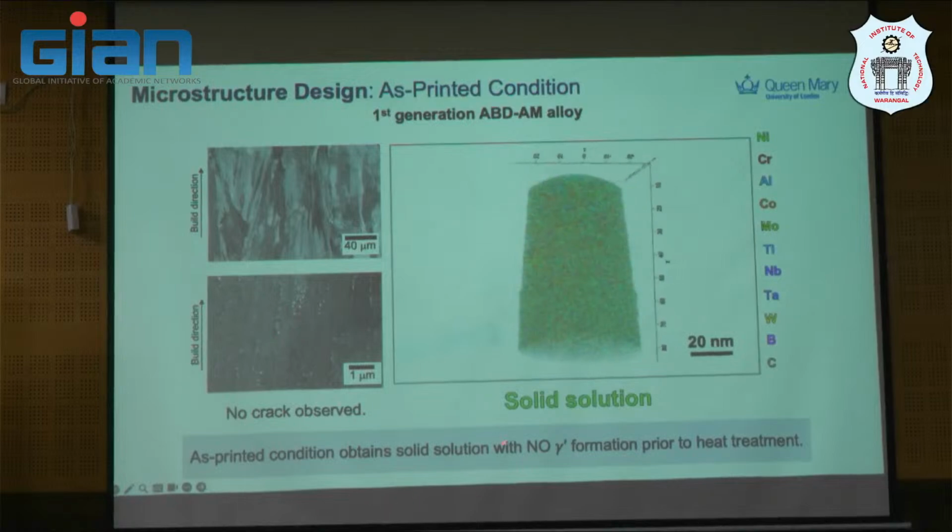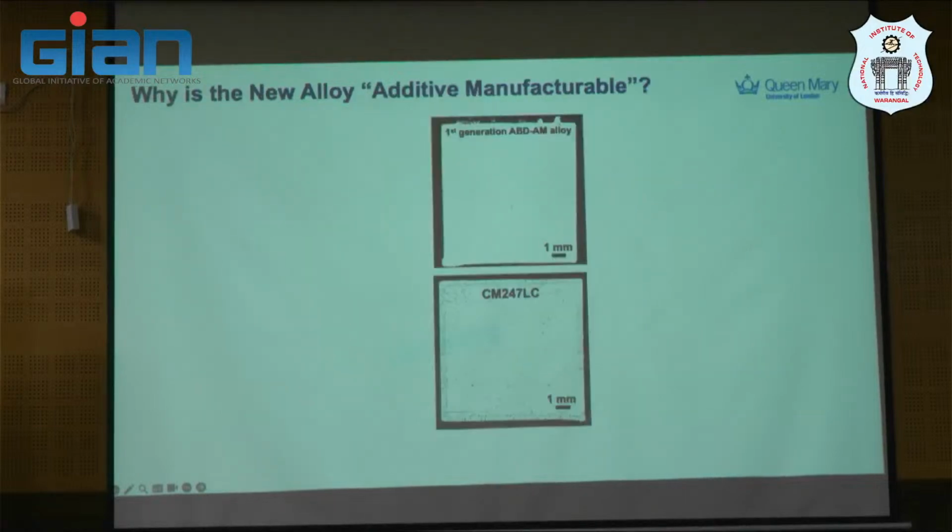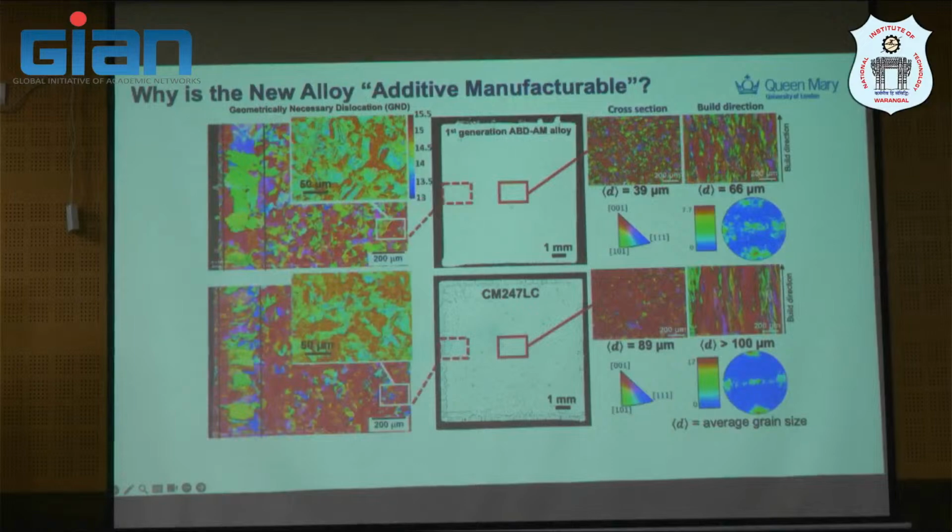And then we found at that time that there is no gamma prime forming in this new series of compositions we're looking at. It's supposed to have 25% gamma prime at nominal composition, but we found no gamma prime, even prior to heat treatment, in the as-printed condition. A solid solution. So why is the new alloy actually manufacturable? This is the question, and that's the beginning of the following work that we did.